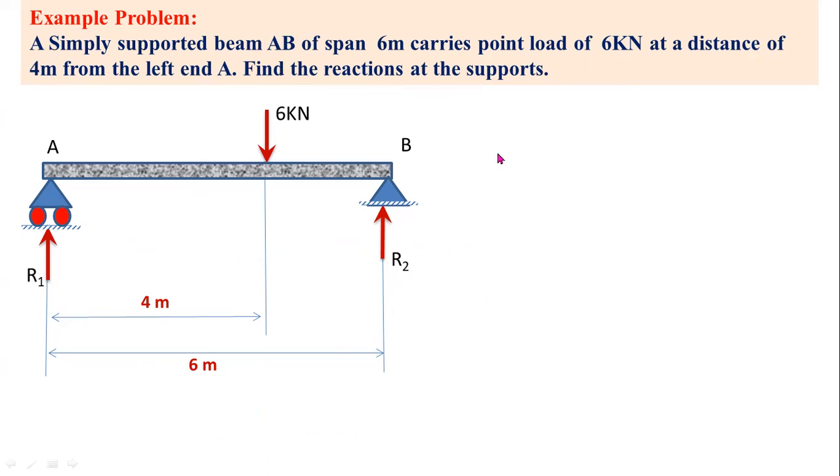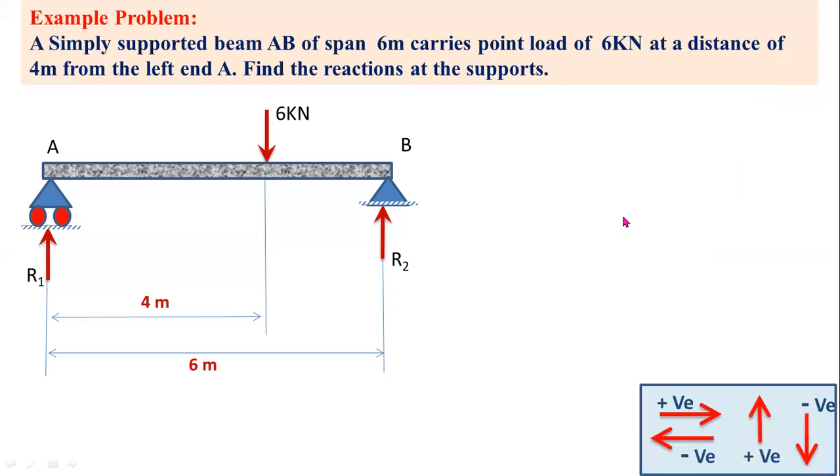For determining the values of R1 and R2, we have to resolve all the forces vertically and horizontally. These are the important sign conventions. For upward action, you have to consider positive sign. For downward action, you have to consider negative sign. Sum of all horizontal forces, Fx equal to 0. Here, there are no horizontal forces. So Fx equal to 0.